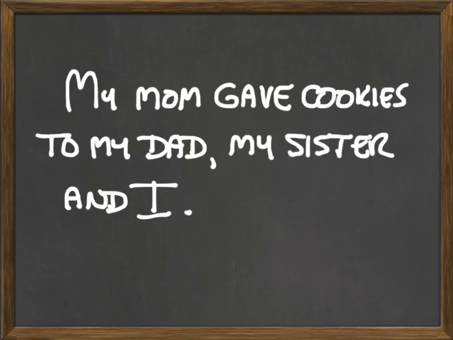So here we have my mom gave cookies to my dad, my sister, and I. If we sort of heard that in general conversation, we probably wouldn't think anything about it. But how do I check it to make sure that it's correct? What you do is you take everybody else out of the equation. You say, my mom gave cookies to I. Well, whoops, wait. You wouldn't say that, would you? No. You would say, my mom gave cookies to me. That's the easy way to check.